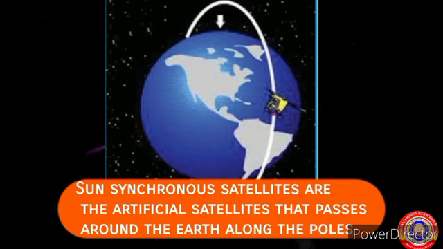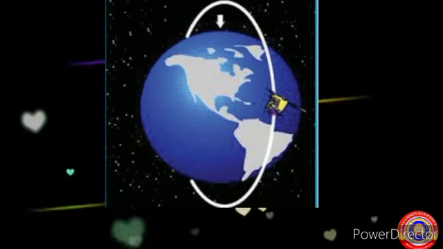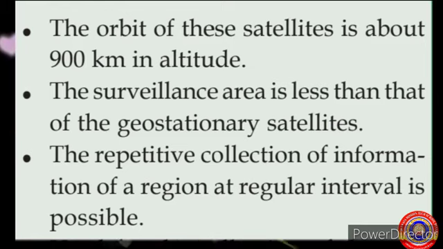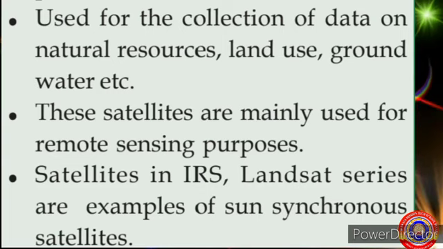The features of these satellites are: first one, the orbit of these satellites is about 900 km in altitude. Second one, the surveillance area is less than that of the geostationary satellites. Third one, the repetitive collection of information of a region at regular intervals is possible. Fourth one, used for the collection of data on natural resources, land use, groundwater, etc.